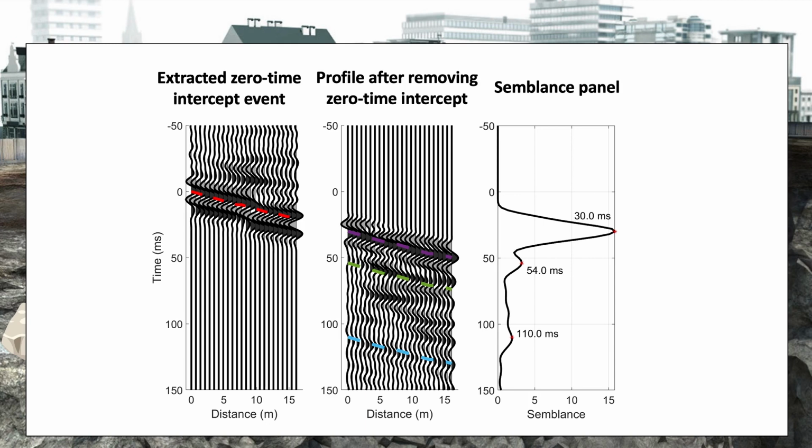By picking up the peaks in the semblance panel, we find 3 reflections at 30 milliseconds, 54 milliseconds, and 110 milliseconds respectively. And those are the arrival times of the seismic waves from the potential obstacles ahead of the tunnel.